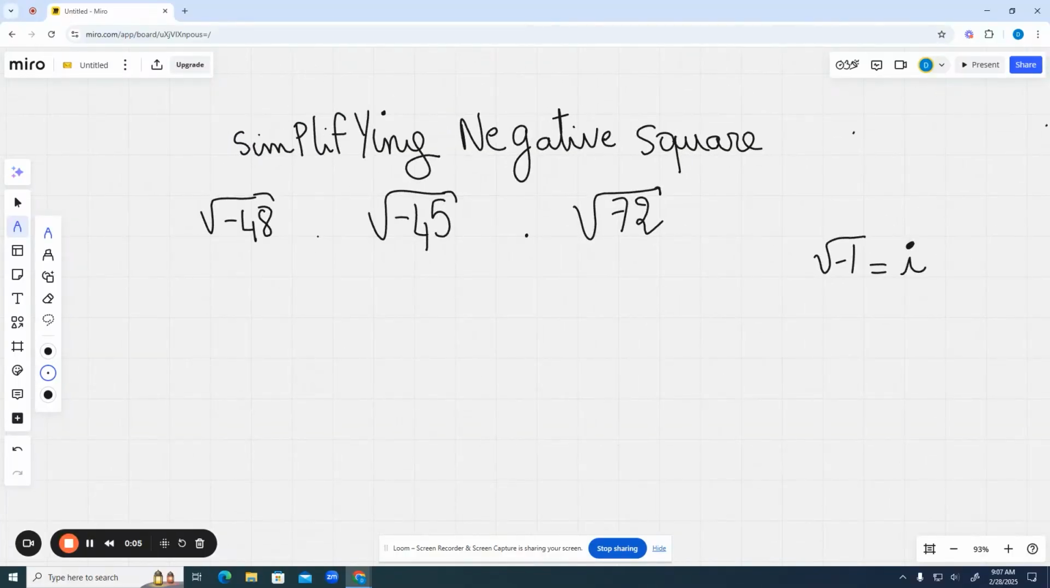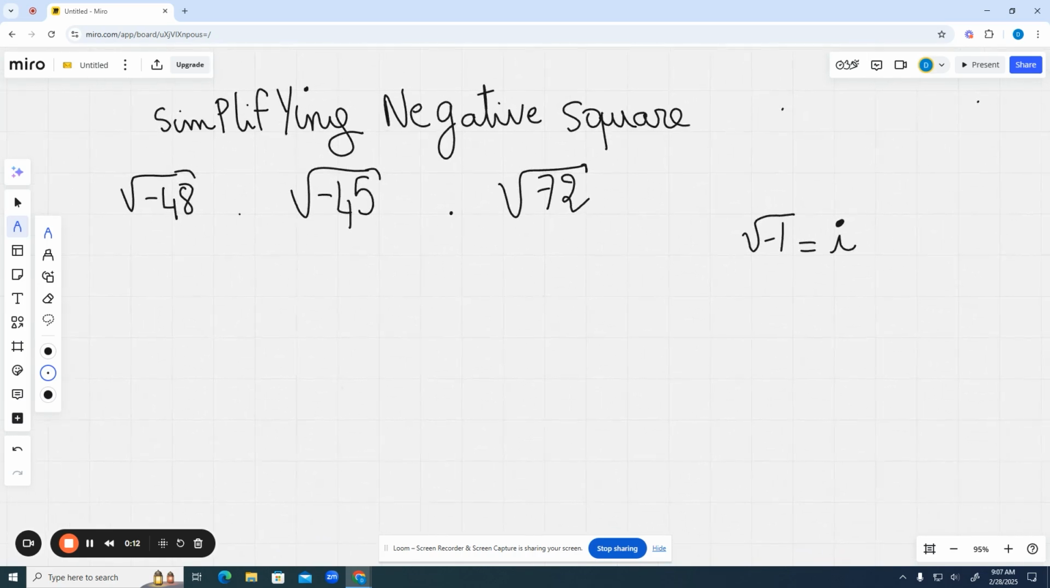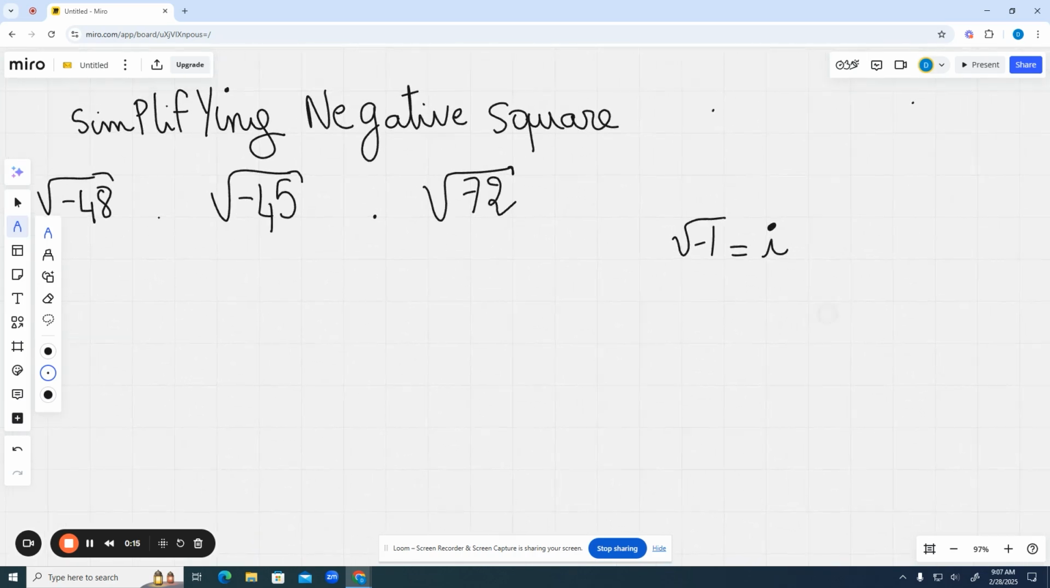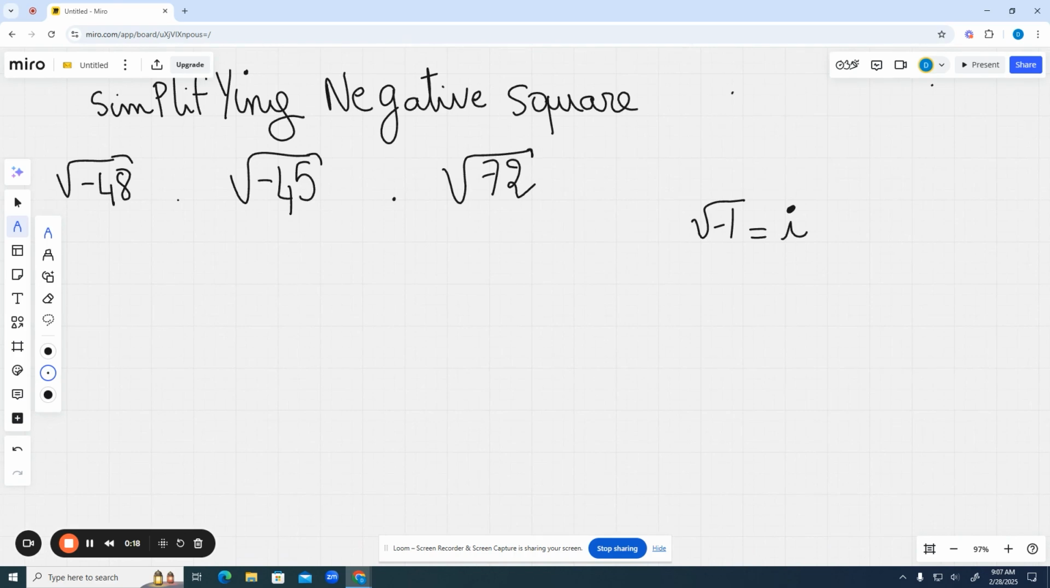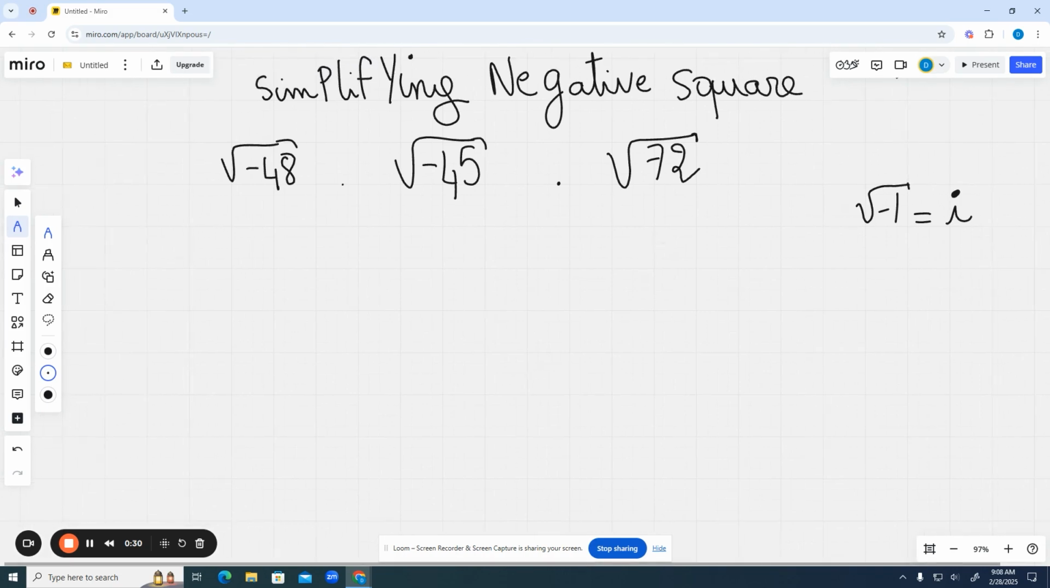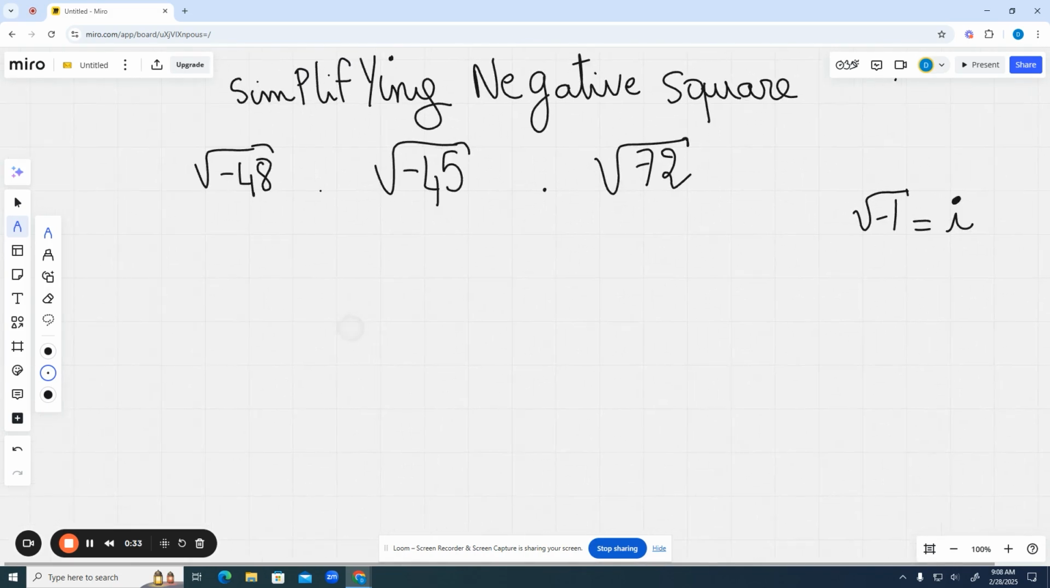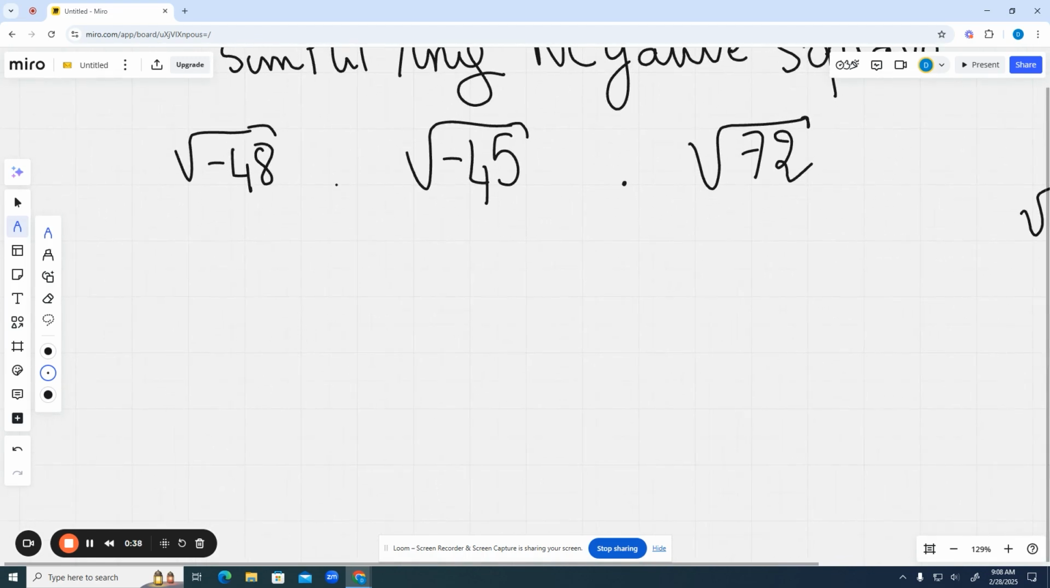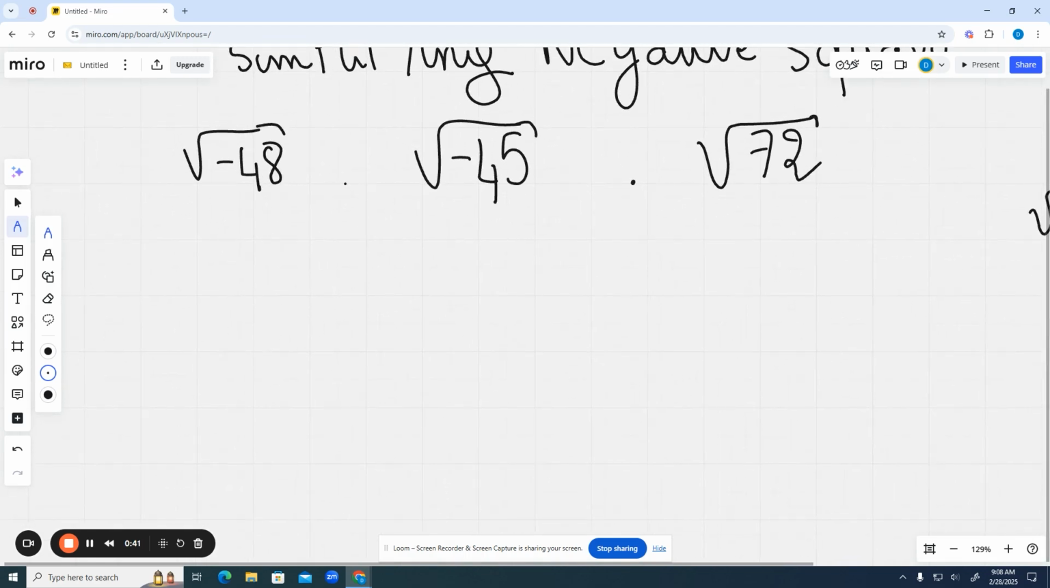Today we're going to learn how to simplify a square root that has a negative sign under the root. But first of all, I want to remind you what the square root of -1 equals. The square root of -1, we represent it by i, for imaginary. So in this video, we're going to go through 3 examples. Let's start and work the first example. I'm going to show you how that works.